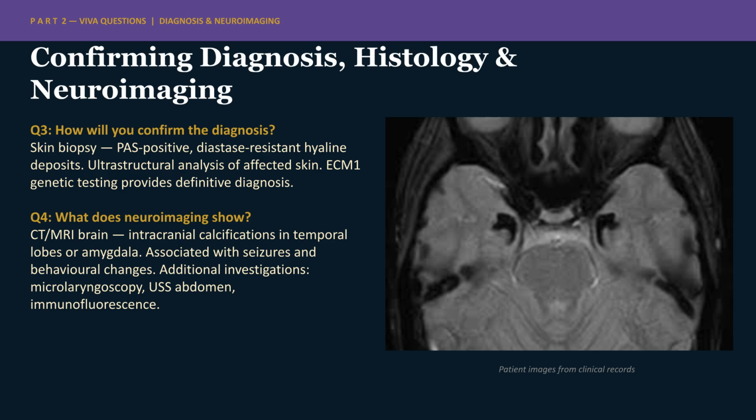The examiner asks, what does neuroimaging show and why is it relevant? Neuroimaging, brain MRI or CT, shows intracranial calcifications in the temporal lobes or amygdala. This is relevant because these calcifications are associated with neurological manifestations, including seizures and behavioral changes. Additional investigations include microlaryngoscopy to assess laryngeal deposits, ultrasound abdomen, and skin biopsy for immunofluorescence.